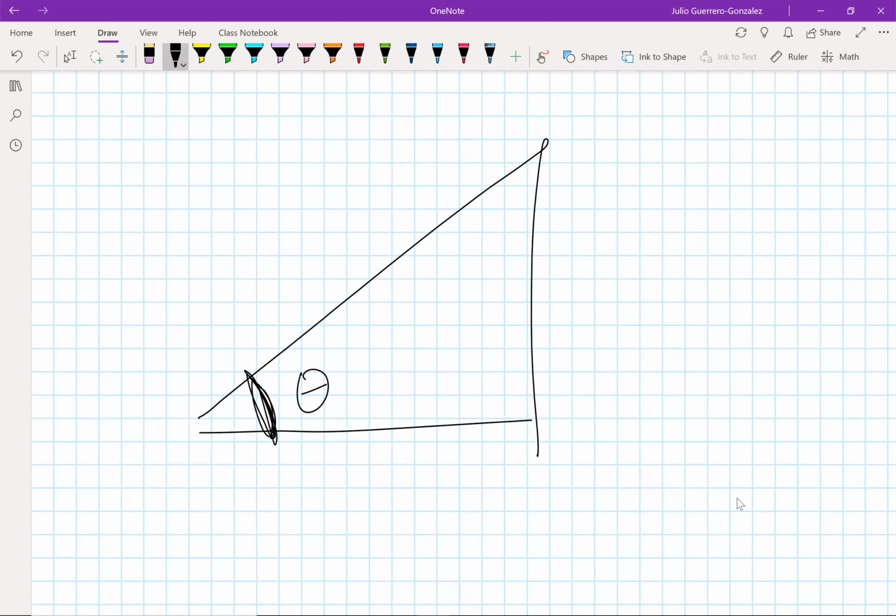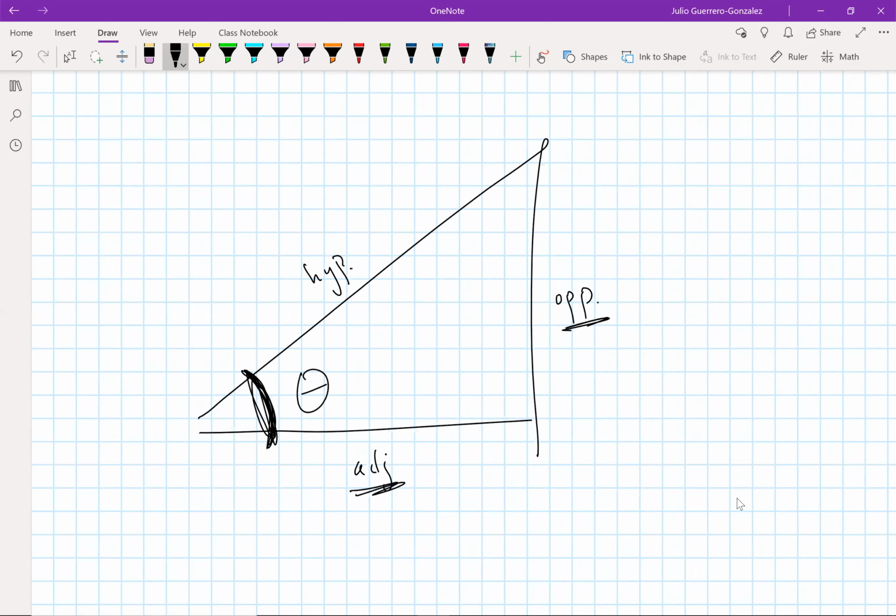Then this would be my opposite, and this would be my adjacent. This long leg right here is always going to be my hypotenuse. The long leg is always going to be the hypotenuse. It's the other two that depend on the placement of your theta, of your angle. Does that make sense?